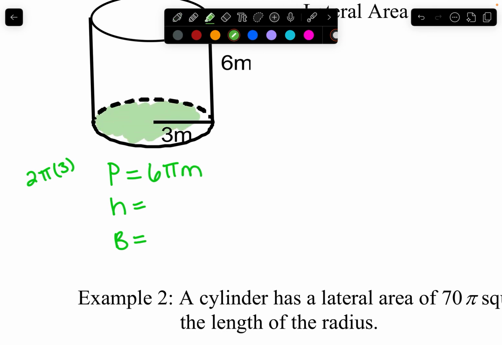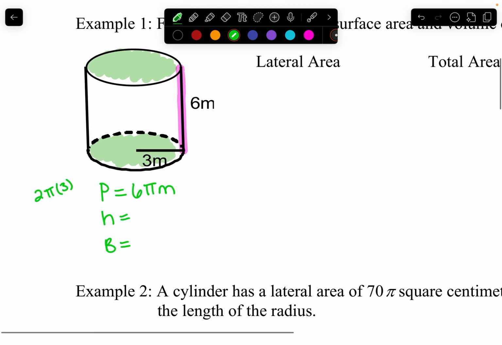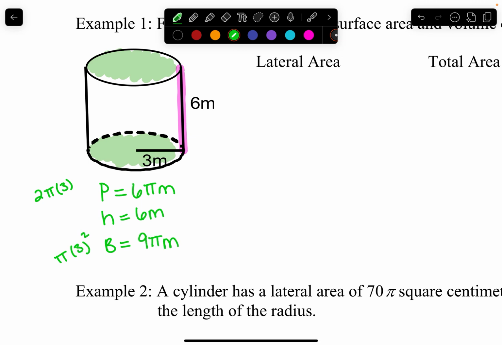In a cylinder, your bases are the circles. I'm just going to highlight these like I did in the last set of videos. And then the height is always going to be the line that is connecting the two bases together. So the height is going to be 6 meters. And then big B is the area of your bases, which is pi radius squared. So this is going to be 9 pi meters squared.